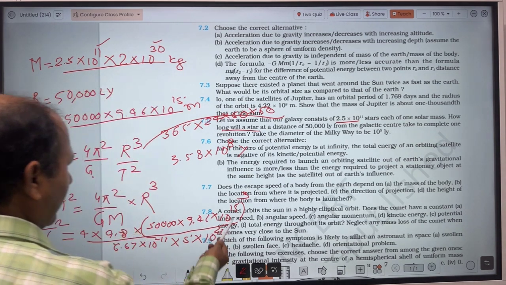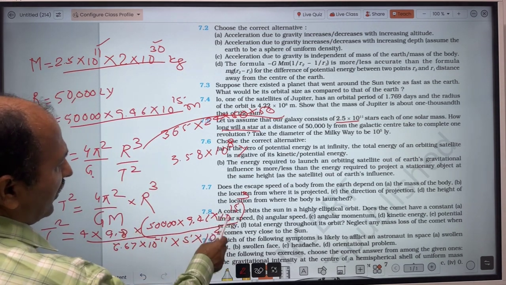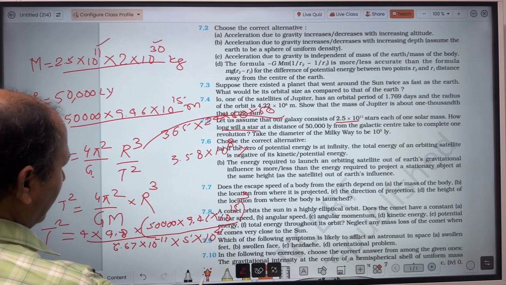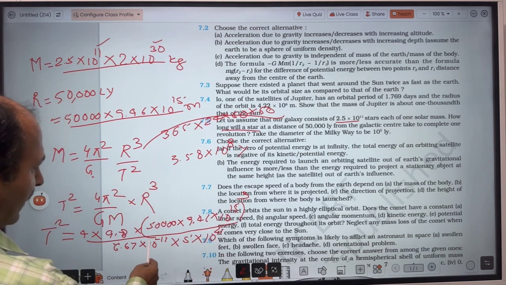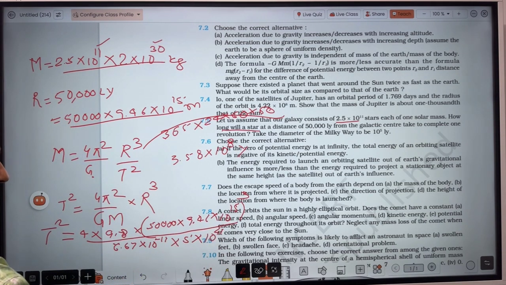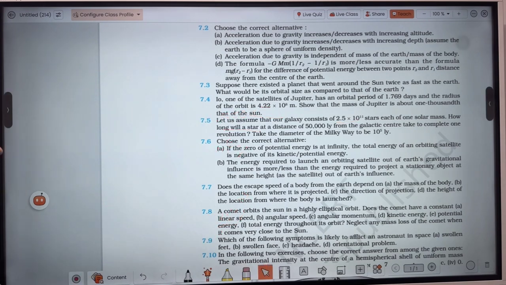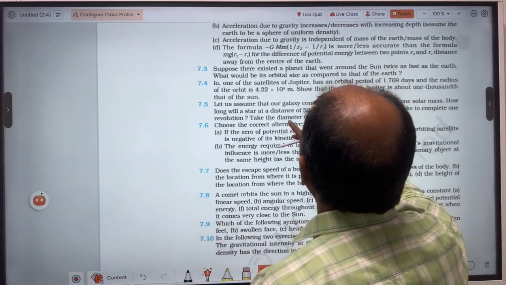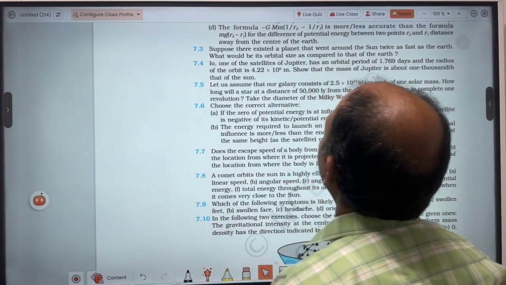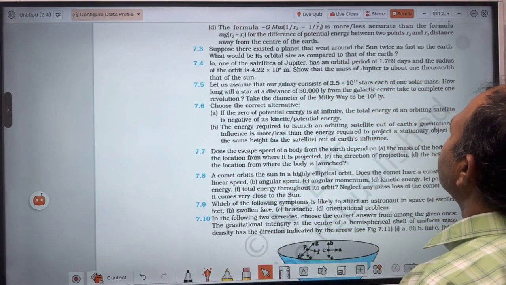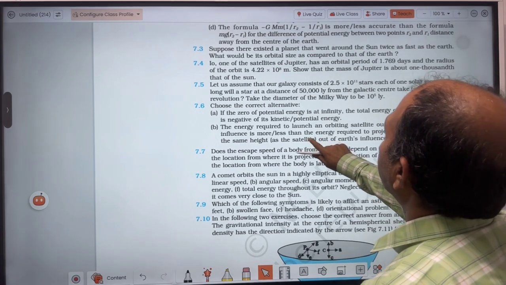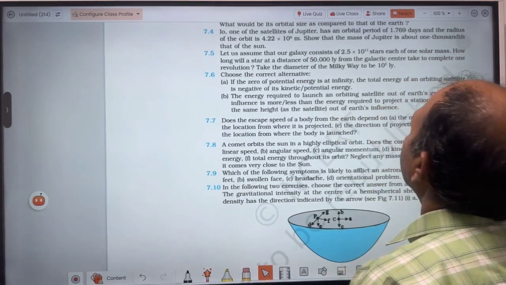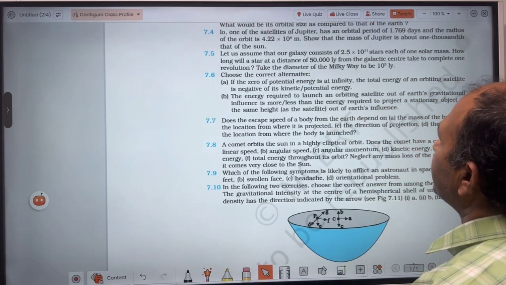Calculation, I think you know how to calculate. Here third power is there, 10 power 45, this will become, here this is 10 power 41, here minus 11, so this will become 30. Try to do it. Now, the next question says, let us assume that our galaxy consists of this much. No, it is done. Next question is, choose the correct alternative.